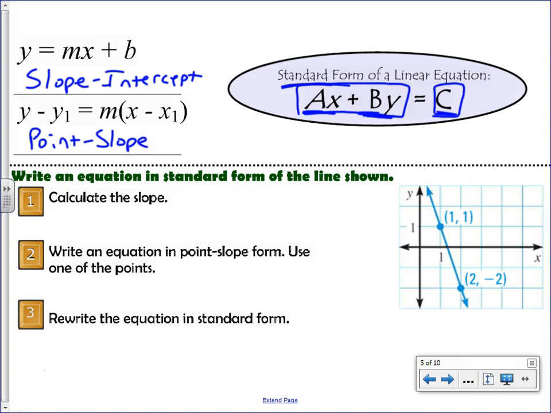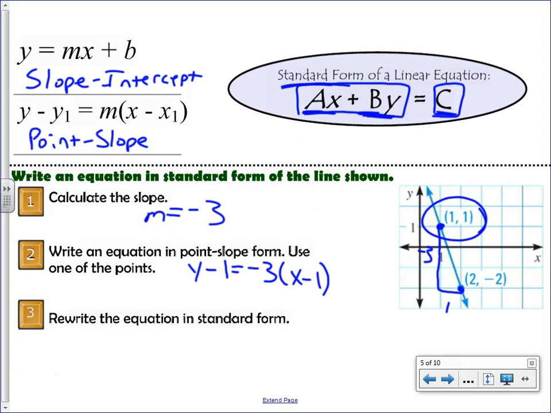So nothing changes. You've got to find slope. You've got to find intercept if you're going to write an equation. So let's start off by taking a look at the equation. And here we got 0, 1, and 2, negative 2. So I've got to find slope. So I go down 1, 2, 3 over 1. So my slope equals negative 3. And I don't have the intercept, so we could start in point slope form. So y minus y1, which I'm going to choose that point, 1, 1, because it's easier to work with, smaller numbers. So y minus 1 equals m, which is negative 3, times x minus 1.